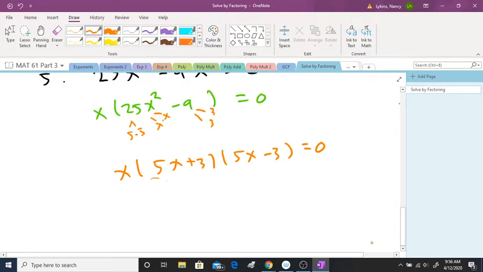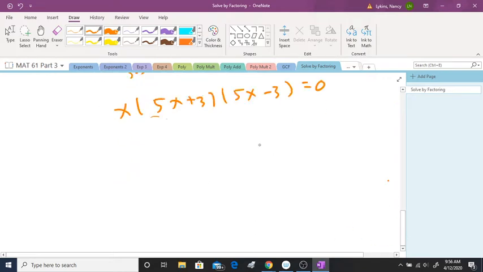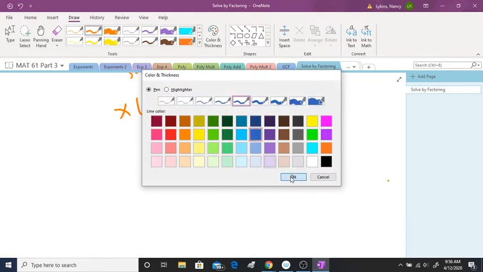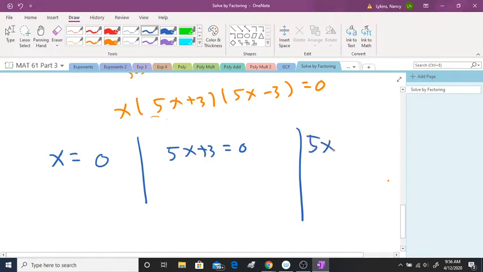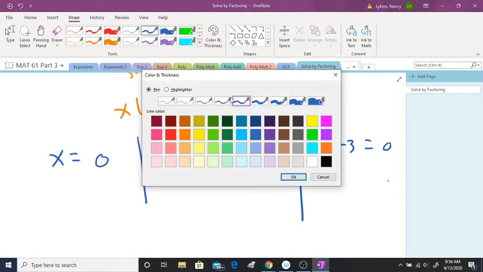Now, in this case, I'm going to show us how to solve this, because this is a little different than the other ones. So my first one, I've got this x. I'm going to say x equals 0. Then I'm going to say 5x plus 3 equals 0. Then I'm going to say 5x minus 3 equals 0. So I'm taking my parentheses and equals 0, and always look at whatever's outside the parentheses, which in this case is an x. We set that equal to 0.